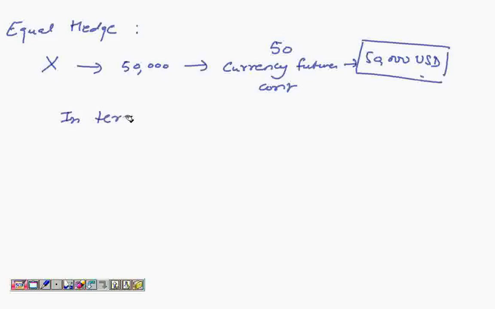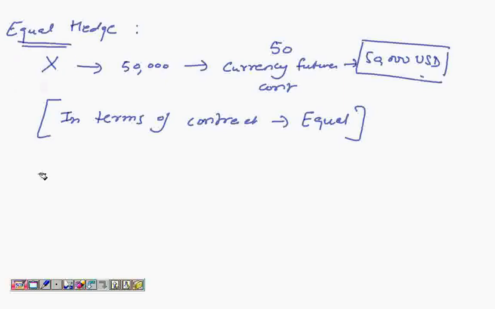In terms of contract size, you just have an exact equal amount, so you call it the equal hedge. Now let's change the color and look at the optimal hedge.